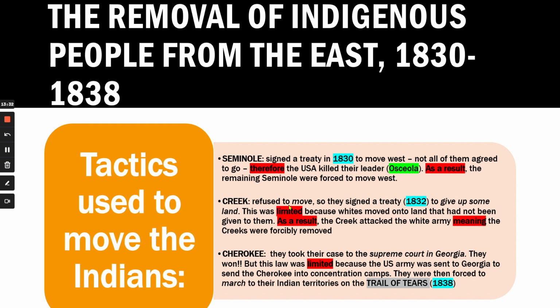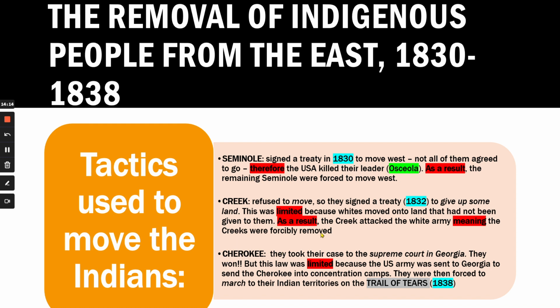The Creek didn't want to move places, but they did sign a treaty in 1832 to give up some land. However, this was quite limited, another second-order concept, because white people moved on to land that had not been given to them, so they were trespassing. As a result, the Creeks attacked the white army, meaning the Creeks were forcibly removed by the US Army because they were acting so... Well, in my opinion, they had the right because the white settlers were moving onto land that they had not been gifted. But they were still punished for it, the Creeks.